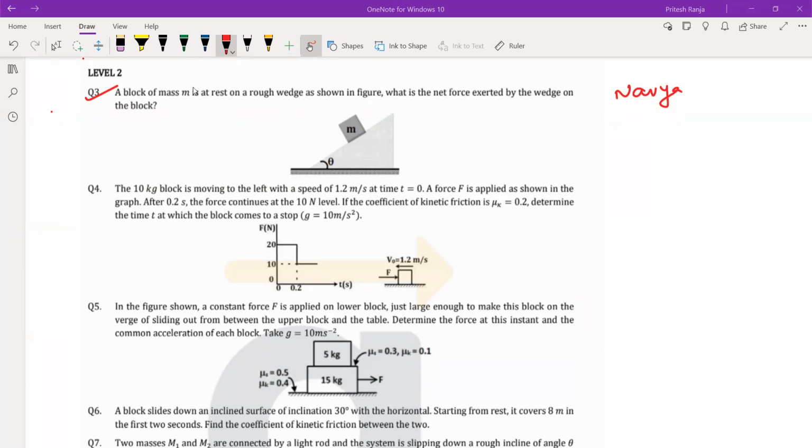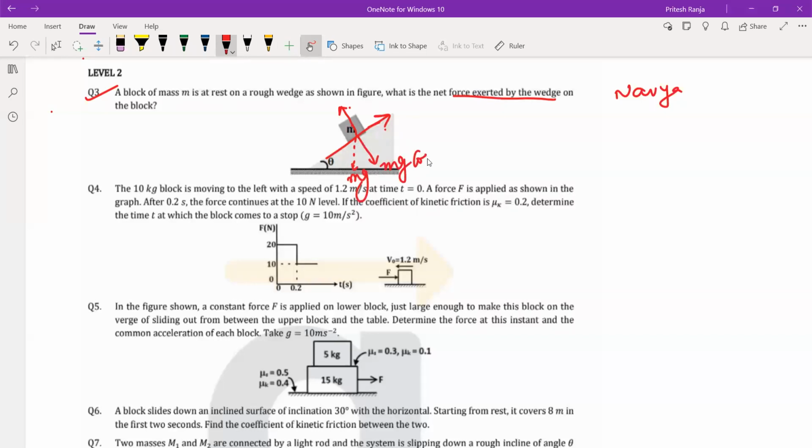Block of mass m is at rest. ये rest पे है. What is the net force exerted by the wedge on the block? Wedge कितना force exert करेगा? एक तो ये normal exert कर रहा है. This normal is because of this wedge, and there is friction force which is even applied by the surface of this wedge. So its weight will be mg, and we take the component of weight.